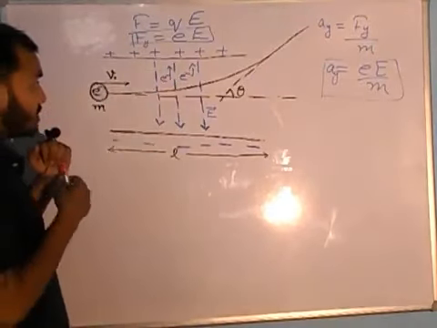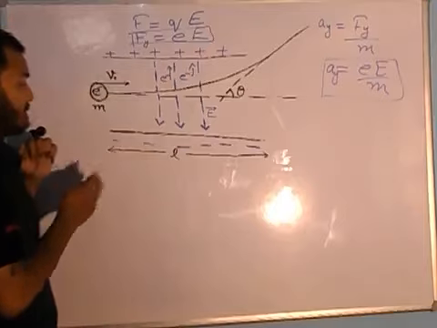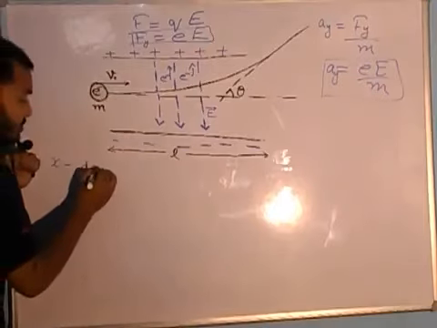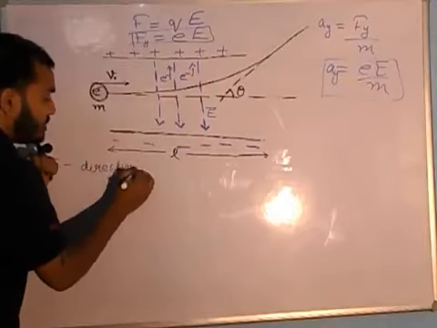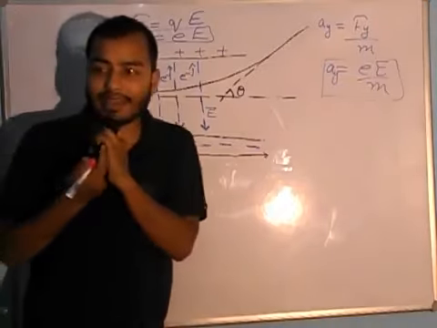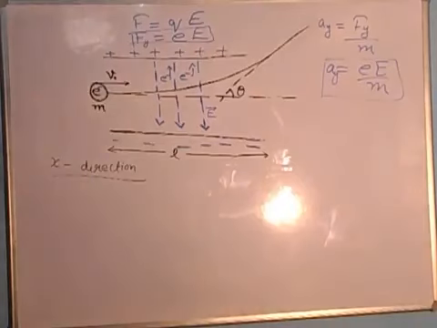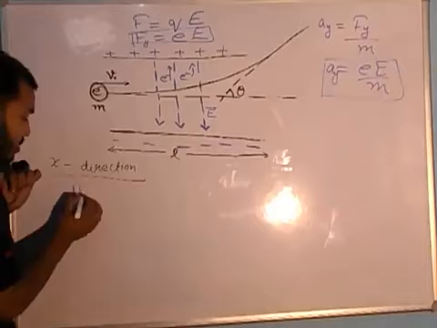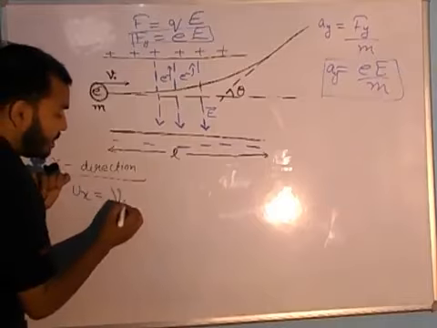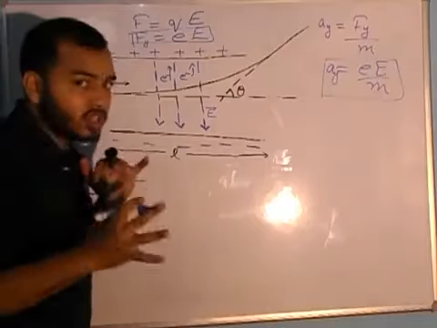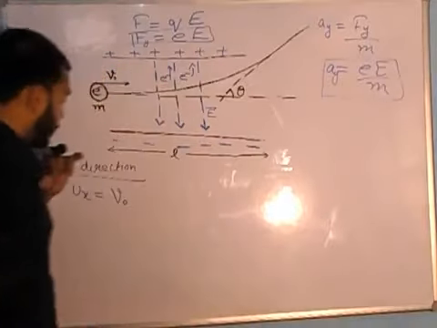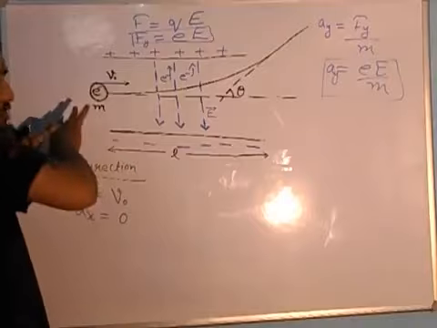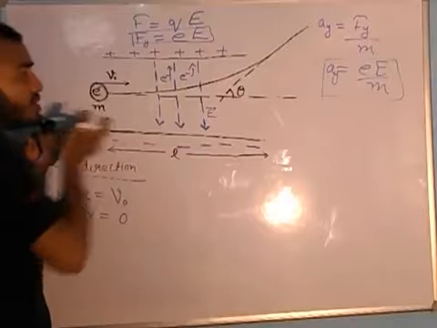Now we have to consider what is the path of this electron. So we will consider two motions of the electron. First, the motion of the electron in the x direction. In the x direction, what is the initial velocity of the electron? Yes, it's v0, the velocity with which it enters the field. What is the acceleration of the electron in the x direction? It's 0, because the electron doesn't have any acceleration in the x direction.